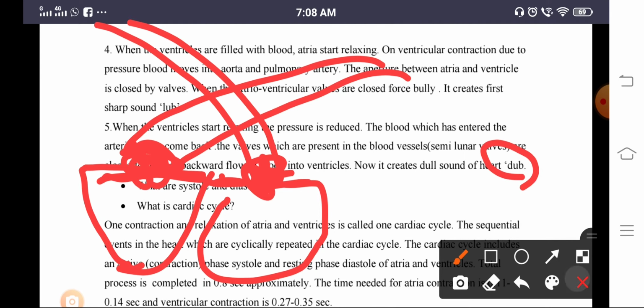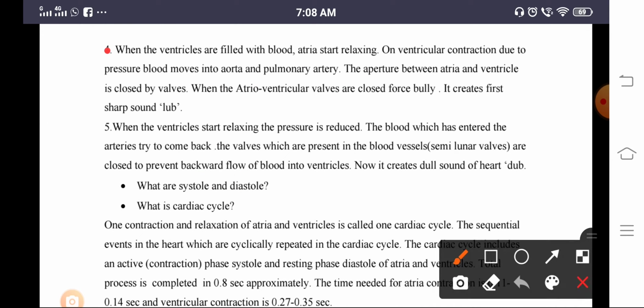So in this way, what we observe in the fourth and fifth steps: in the fourth, the first sound we can hear is lub. The lub sound comes when the valves between the auricles and ventricles close. The dub sound we get when the valves at the mouth of the pulmonary artery and systemic artery close. So this is nothing but the heartbeat, lub and dub.